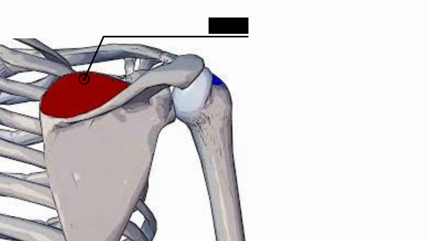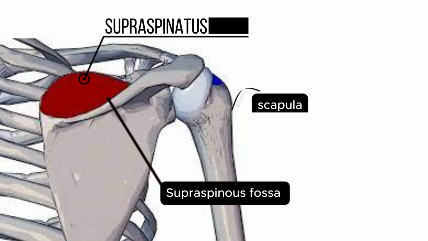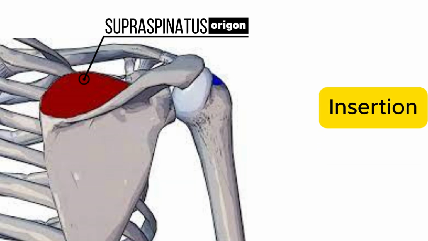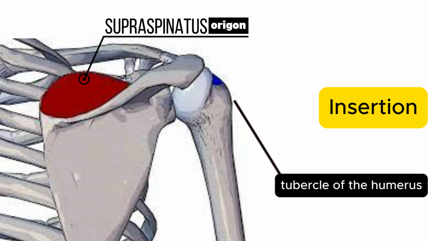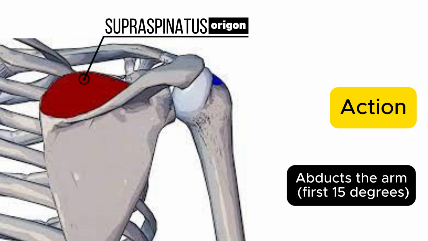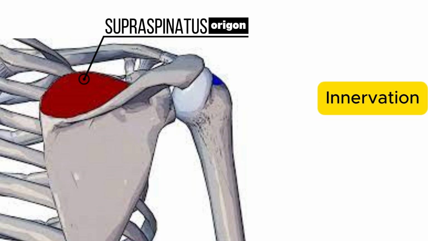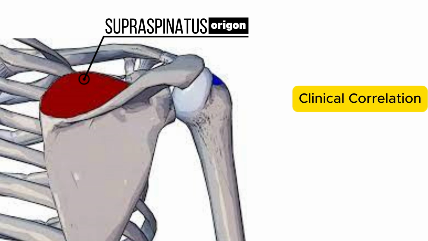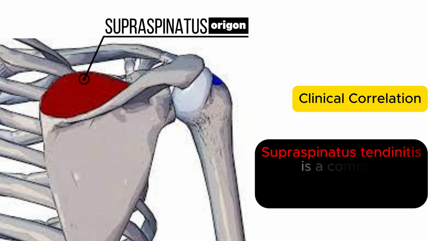Supraspinatus. Origin: supraspinous fossa of the scapula. Insertion: greater tubercle of the humerus. Action: abducts the arm, first 15 degrees. Innervation: suprascapular nerve. Clinical correlation: supraspinatus tendinitis is a common cause of shoulder pain.